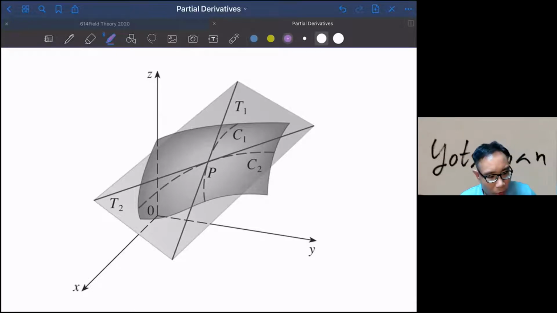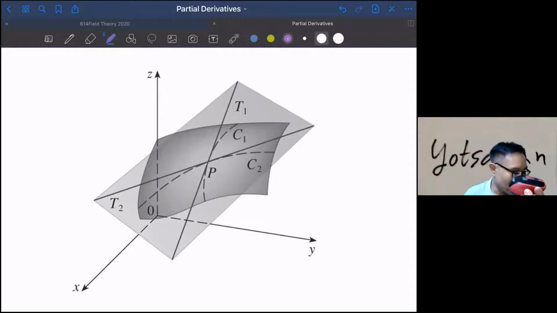I taught you before that when you have a surface like this one, and you want to touch the surface with a line, you can touch it in infinitely many ways. So there is no unique tangent line for the surface. However, if you touch the surface at a point, and you touch it with a line, it's going to keep moving around.